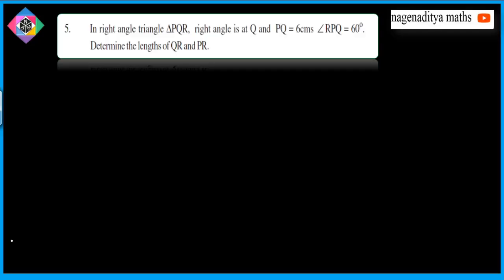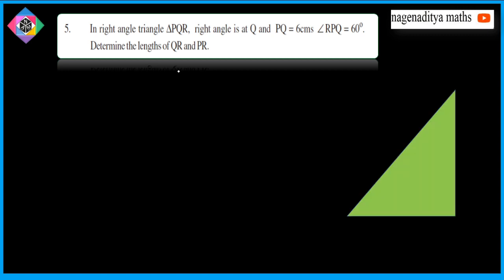So welcome to 10th class. So remaining problems in the exercise. In a right angle triangle PQR, right angle is at Q and PQ is equal to 6 centimeters and the angle RPQ is equal to 60 degrees. Determine the lengths of QR and PR. Okay. For that first we have to draw a right angle triangle.